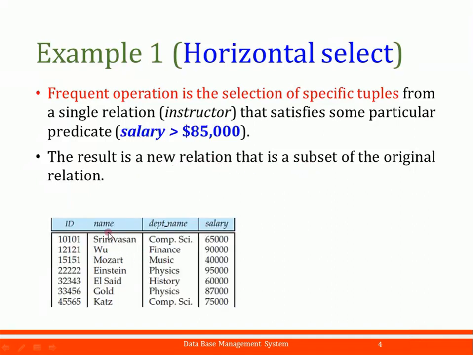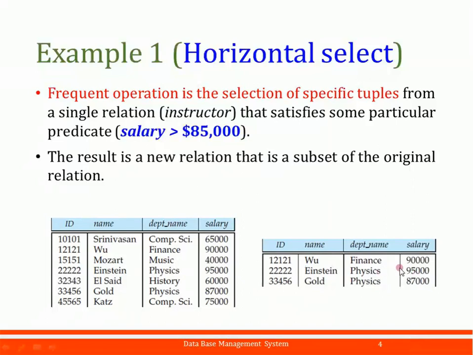For example, this is the original relation where you have the ID, name, department and salary, and your objective is to select those tuples having a salary above 85,000. So the result will be like this. This will fetch you a new subset of the original relation which has a salary above 85,000. This is an example of the selection operation, which is a horizontal type of select.